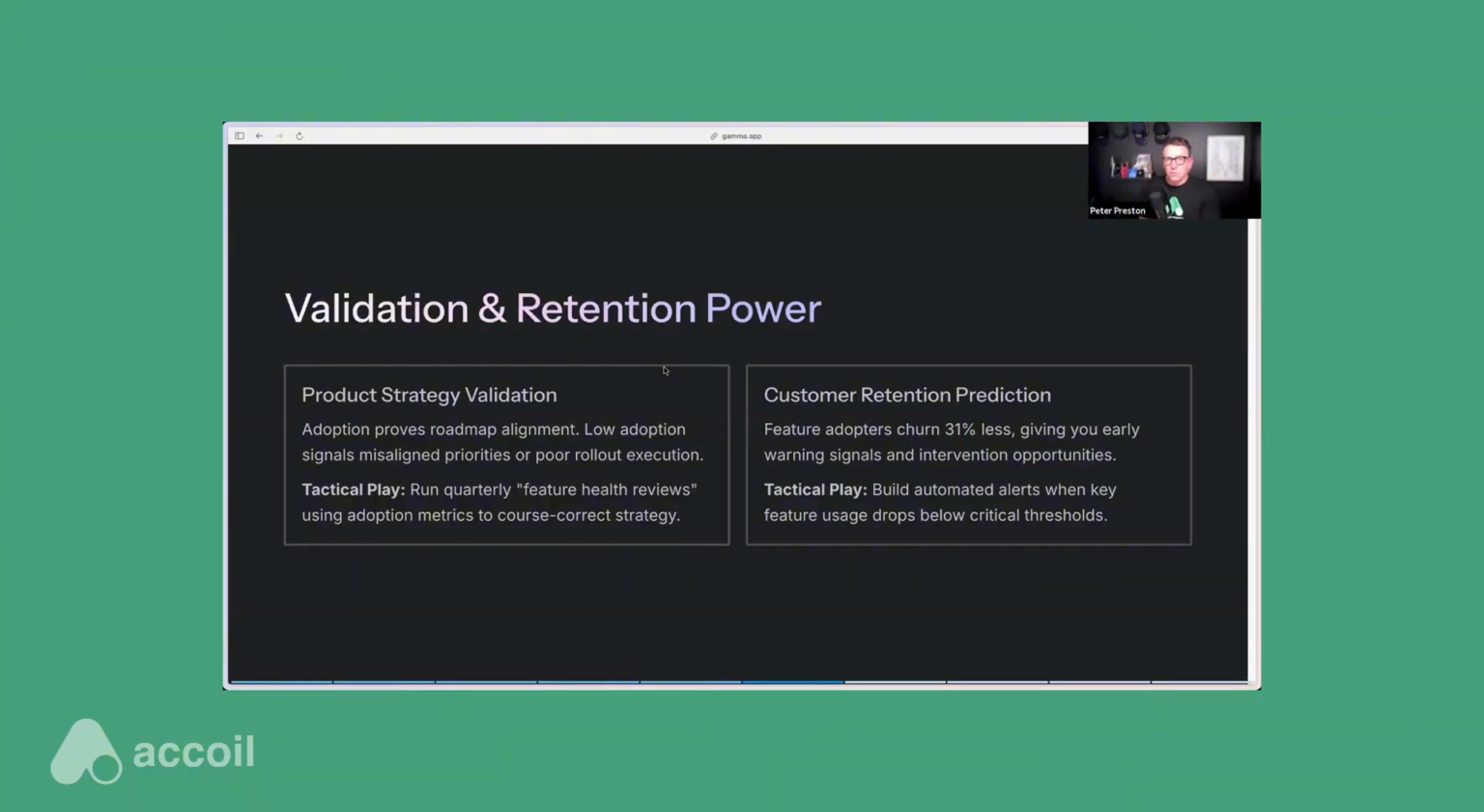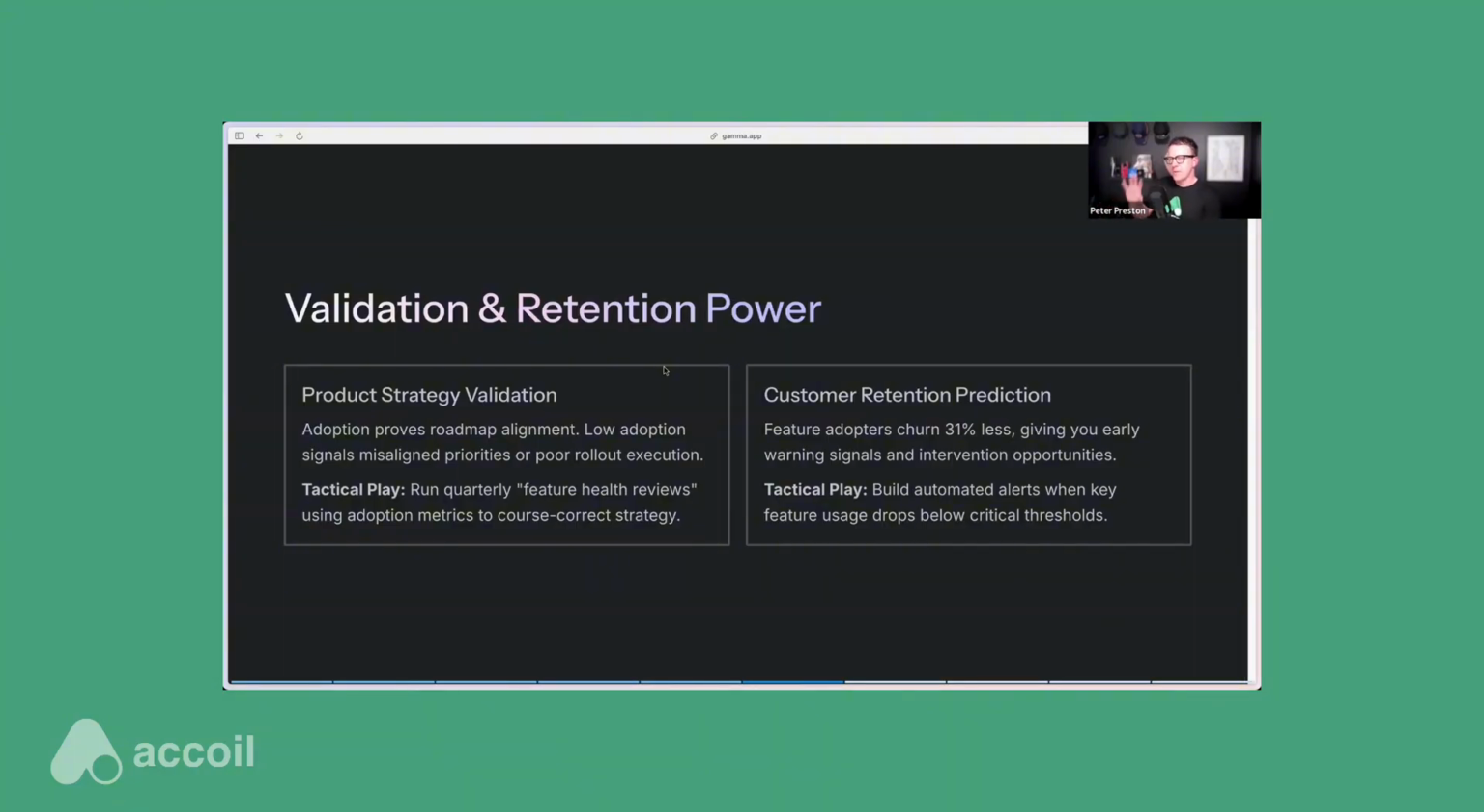Going back to another reason for tracking feature adoption, that's validation and retention power. Is your product strategy sound? Are you building what you should be building? If you're running quarterly reviews, like feature health reviews, you can use adoption metrics to course correct. Or, as we'll see in other reasons why it's important to track this, you can inform other teams that we need to increase adoption on these key features because we know that these are important.